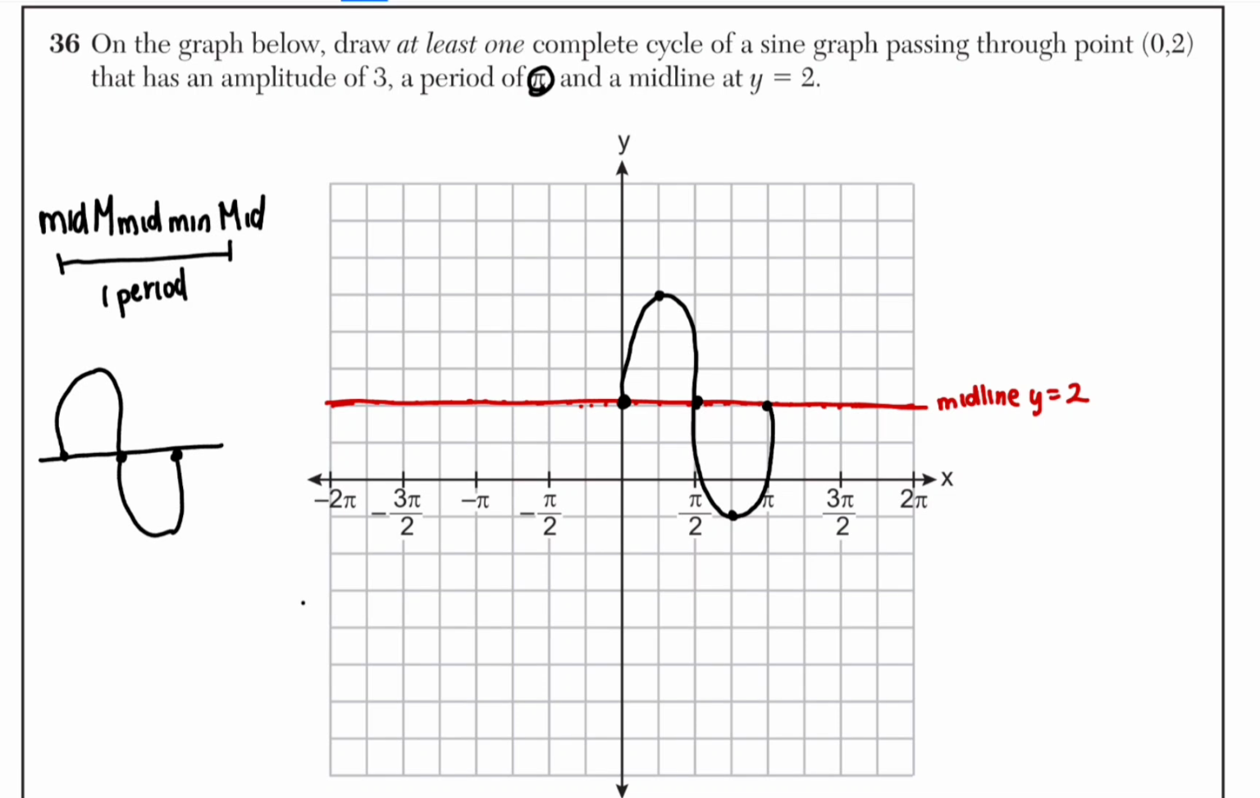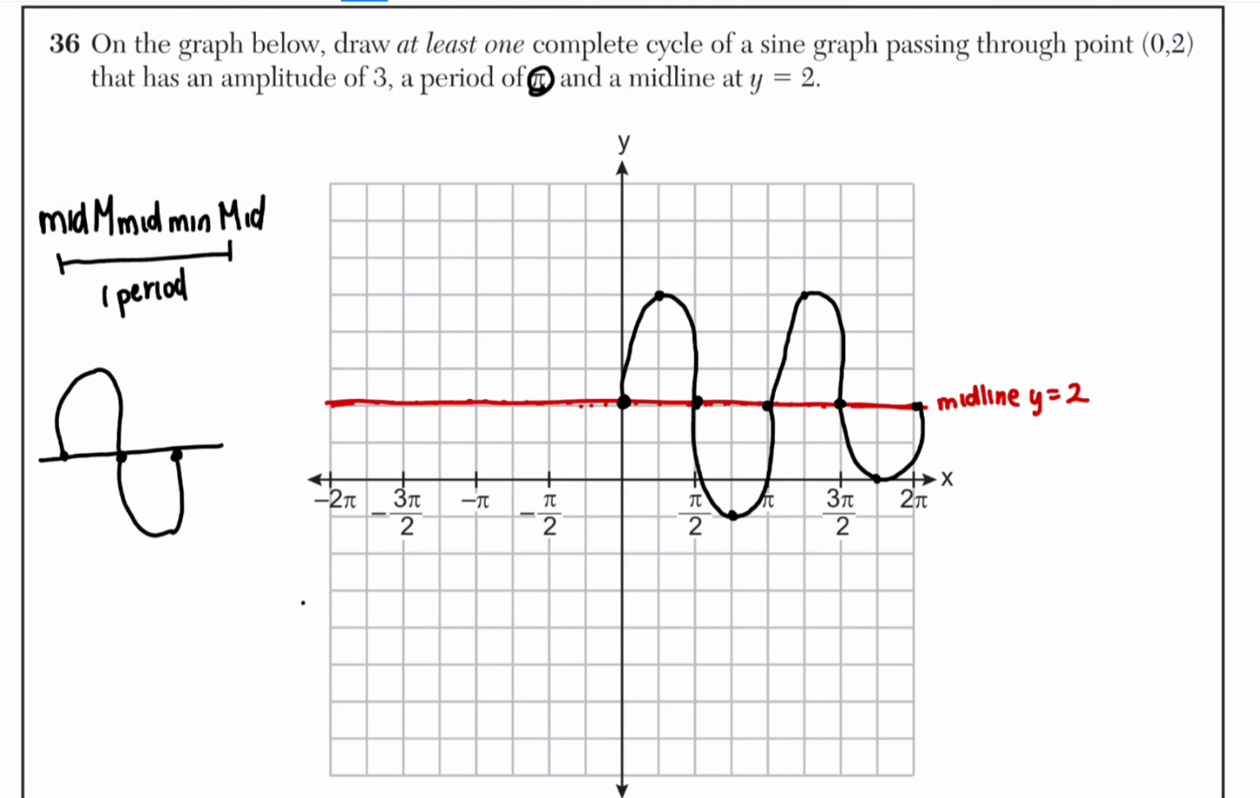We can do another one. We do the same thing. So we're at the midline. We go to our max. Go back to the midline. To the min. To the mid. And that would be another one. That would be another period. Okay? And you could also do them on the other side. And so this would give us 4 points.